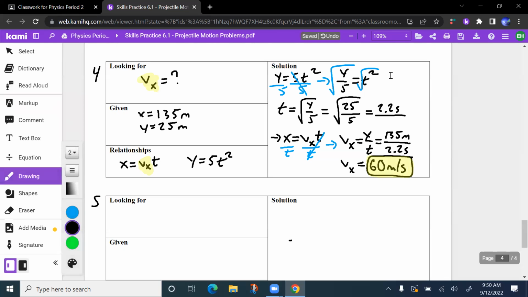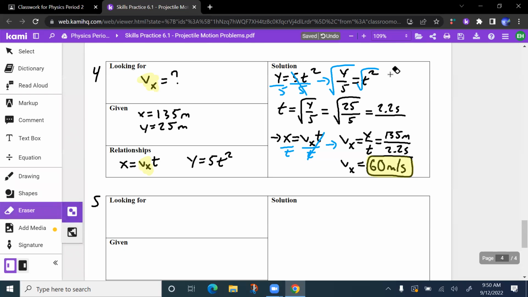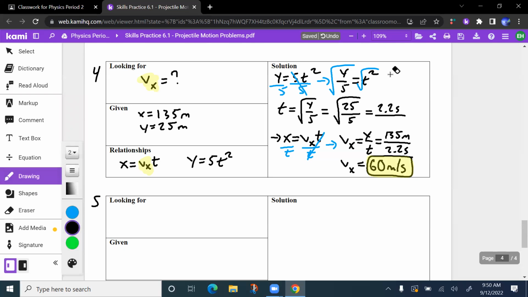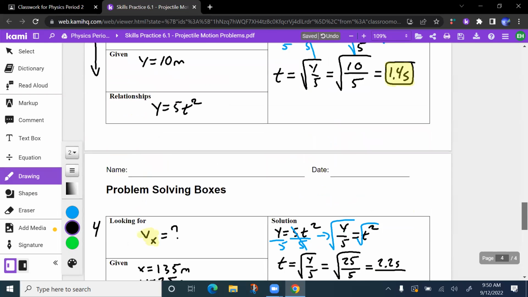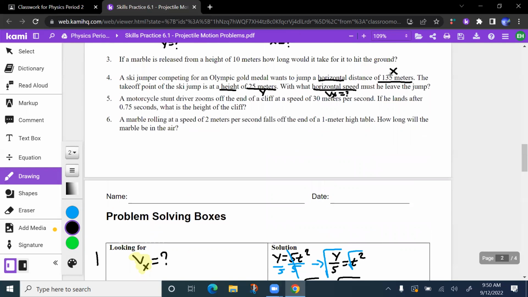Okay, so again, here's question number 4. Again, if you need to see anything a second time, please make sure you pause or rewind the video as you need to. Let's go back to question number 5. Question number 5 reads, a motorcycle stunt driver zooms off the edge of a cliff at a speed of 30 meters per second. Off the edge of the cliff would be horizontal. That means 30 meters per second is going to be Vx. If he lands at 0.75 seconds, that is time. What is the height of the cliff? That would be y equals question mark.